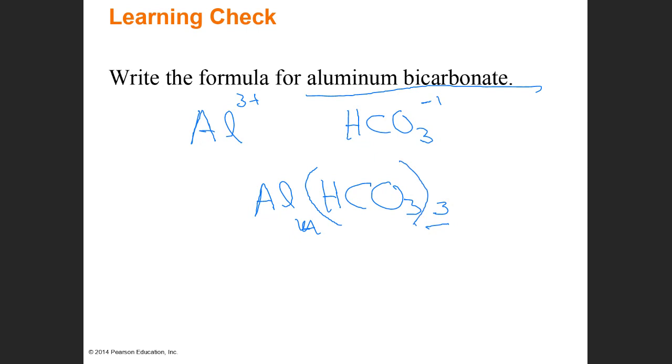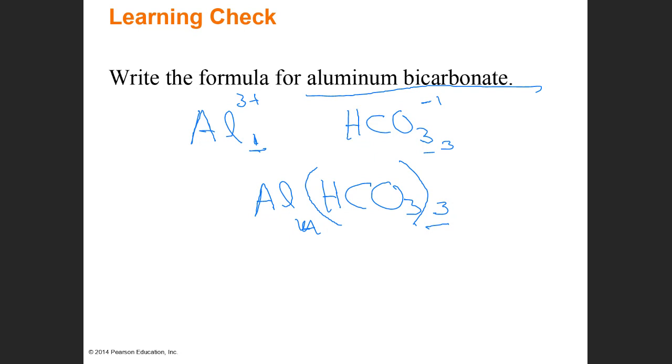So that was my question. So when you crisscross, a negative charge becomes positive? Right, because when we're crossing, we're just telling us how many of each ion we need. Okay, so that's just a little shortcut that allows you to see how many of each ion we'll need.